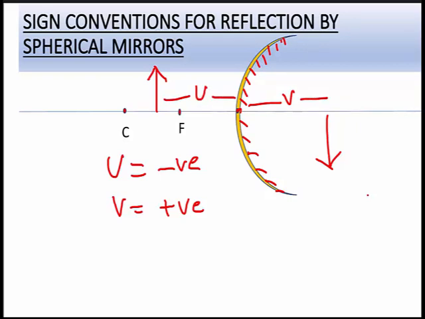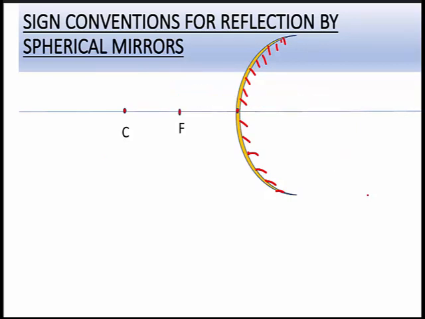Now this is about the image distance and the object distance. Let's also talk about the heights. Suppose this is the object here. Now let's say the height of the object is 2 centimeters. The height is going upwards from the pole like this. So what is going to be the height?